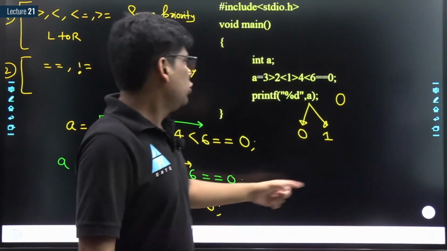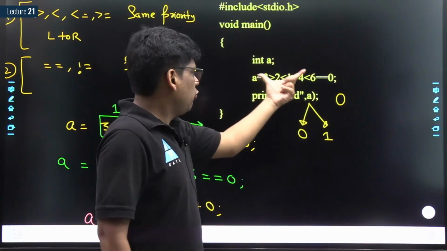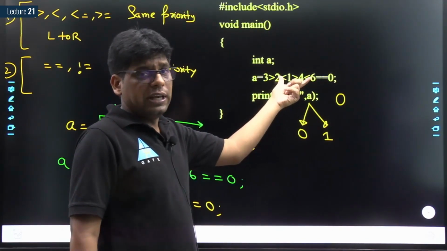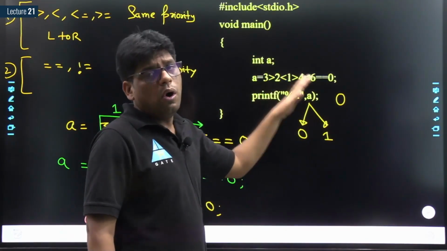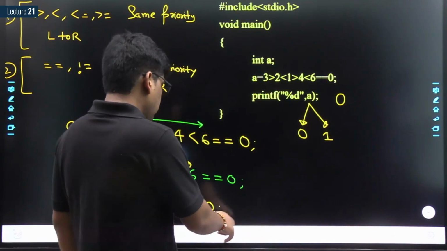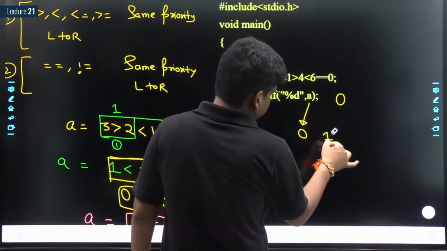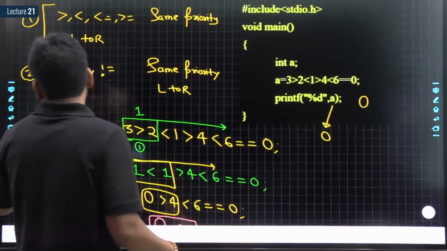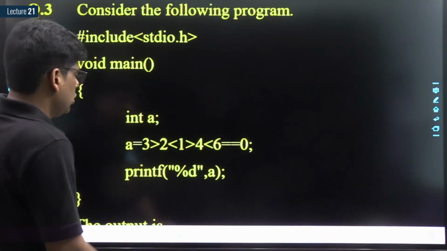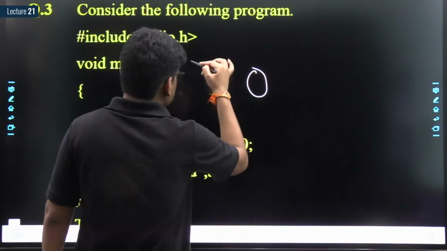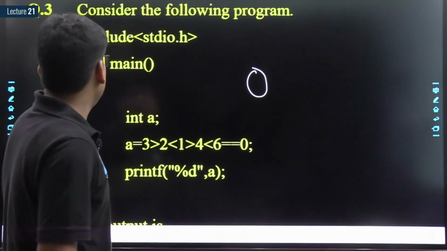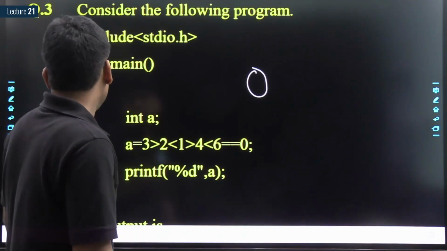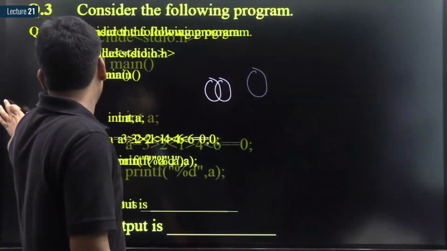So the output of any code that involves only relational operators could be either 0 or 1. On solving, what do we get? Sir, the output of this particular code is 0. Workbook question number 3, the output is 0. Let's solve a few more questions.